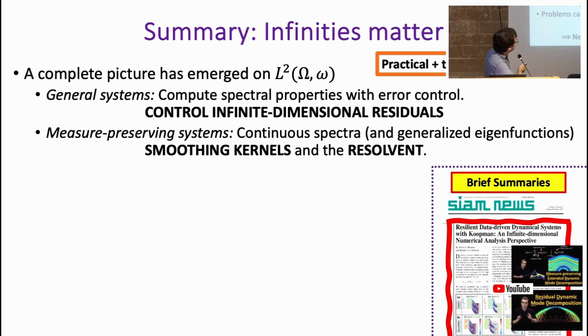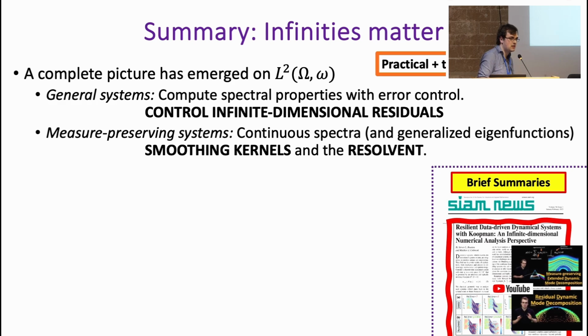Okay, so to wrap up, as we've seen time and time again, infinities matter. A complete picture, I think it's fair to say, has emerged on L2 spaces. For general systems, you can compute spectral properties with error control and avoid all of those dangers if you control infinite-dimensional residuals with that very simple Galerkin trick. For measure-preserving systems, you can deal with continuous spectra, so spectral measures, which I didn't really talk about, but also generalized eigenfunctions using smoothing and the resolvent.